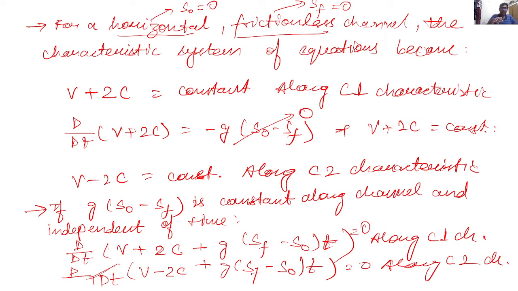Okay, so we get that from this, we get that d by dt. Let us suppose we just see the first equation. We get d by dt of v plus 2c plus g times (Sf minus S0) times t equal to 0. So what do we get? We get that whatever is inside the expression is nothing but constant along the C1 characteristic, because d by dt of something is 0 means something has to be constant. The funda is that if d by dt of something is 0, this implies something is a constant.